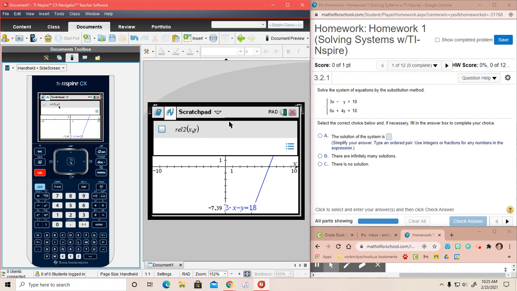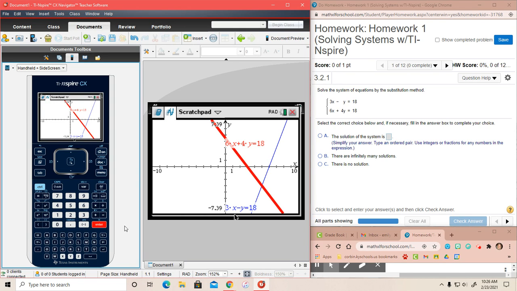And then I'm going to hit tab. I'll type in the second one, 6x plus 4y equals 18. And let me also make a note here. The reason I changed it to relation is so that I can just type in the equation as it is. If I'd left it f of x equals, I would have needed to get these in slope-intercept form, and I didn't want to do that work. So if you change your graph entry to relation, you can type everything in just how it is, including the equal sign.